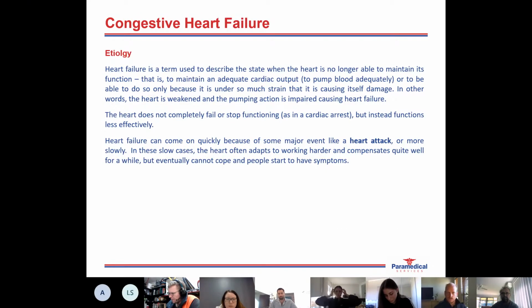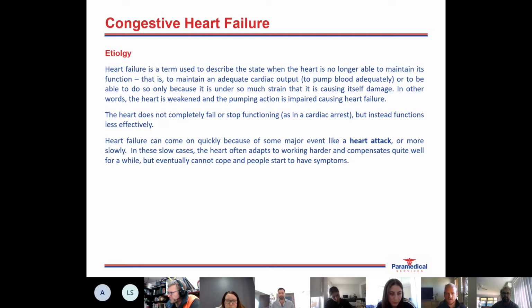Heart failure is the term used to describe the state when the heart is no longer able to maintain its function. That is, to maintain an adequate cardiac output, which we know includes stroke volume as well as our heart rate, to pump blood adequately, or be able to do so only because it is under so much strain that it is causing itself damage. In other words, the heart is weakened and the pumping action is impaired, causing heart failure.